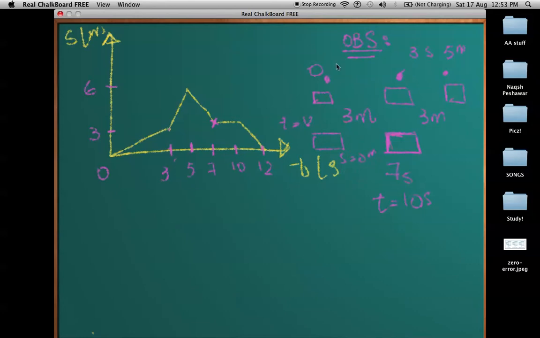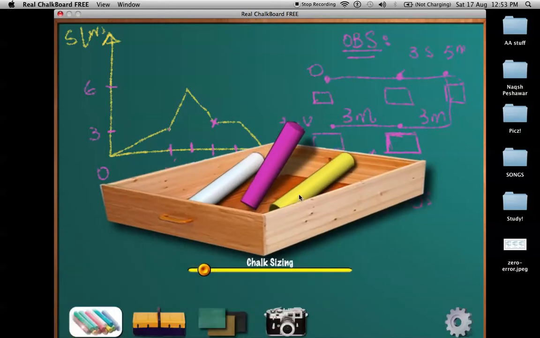So this is what I can make of the observation. This was the path. It did this, then somehow came back here, and now it's back here again at the same point. So this is the kind of observation that we can make. But we can also talk about the velocity.